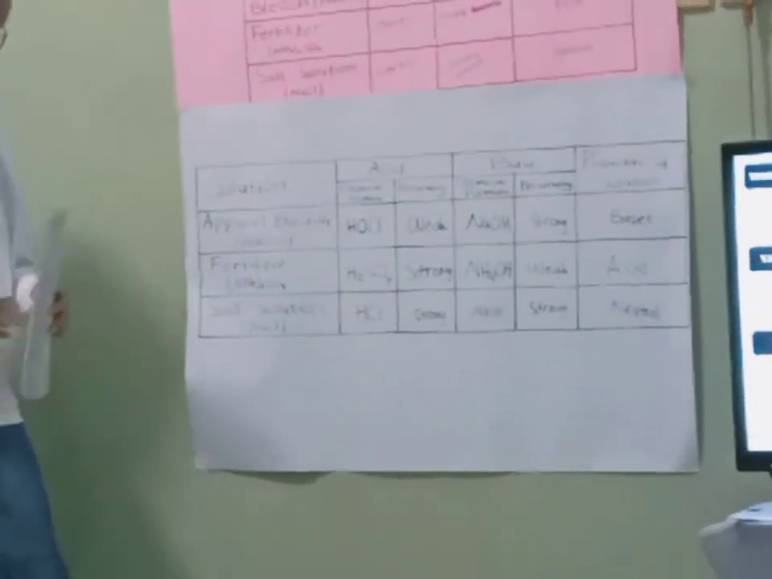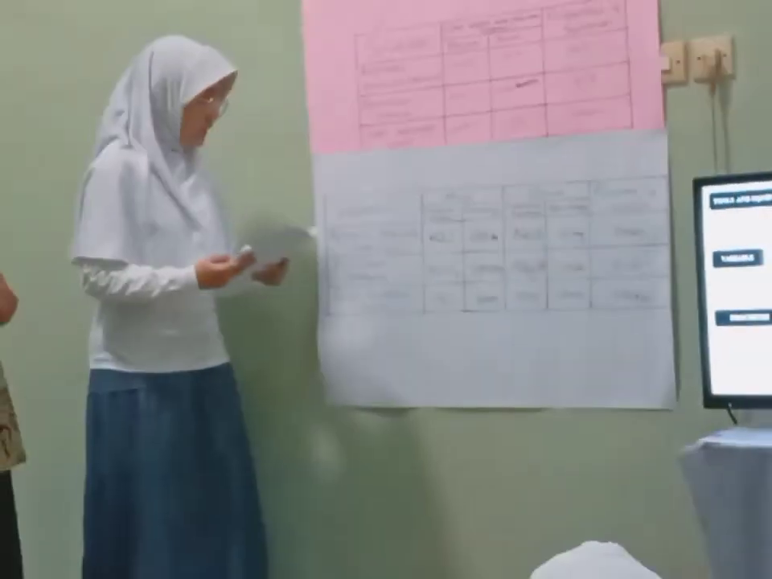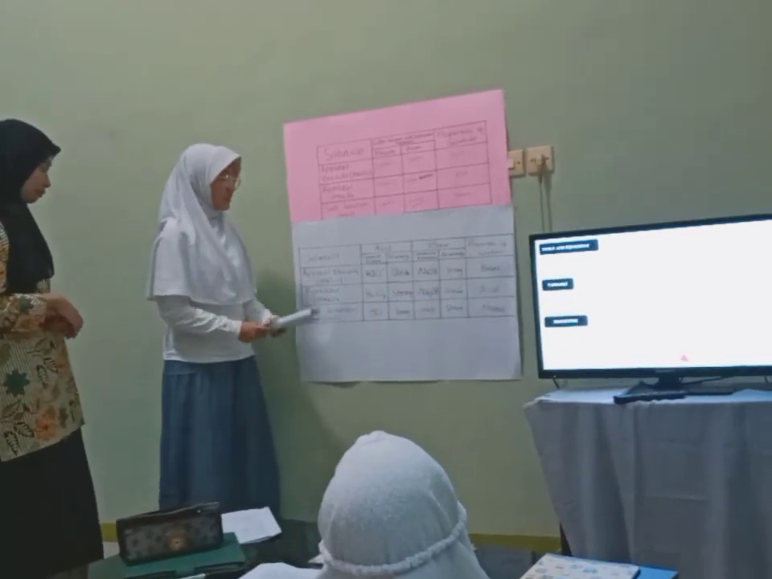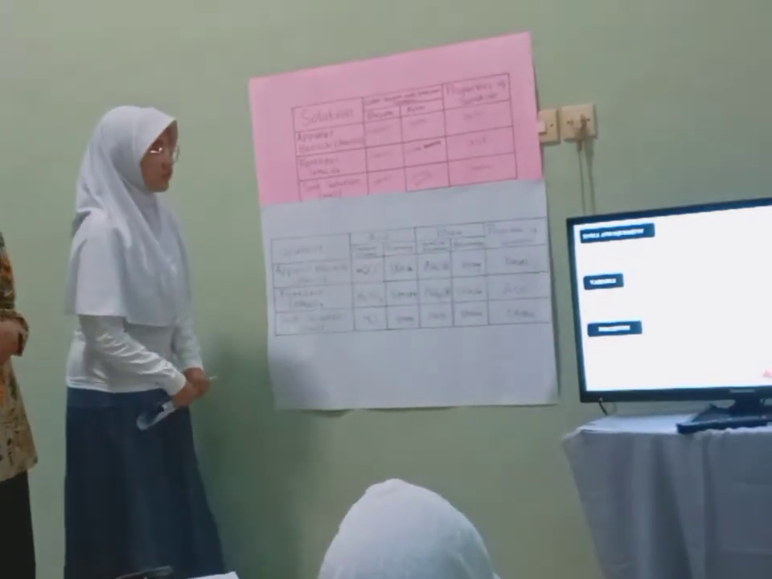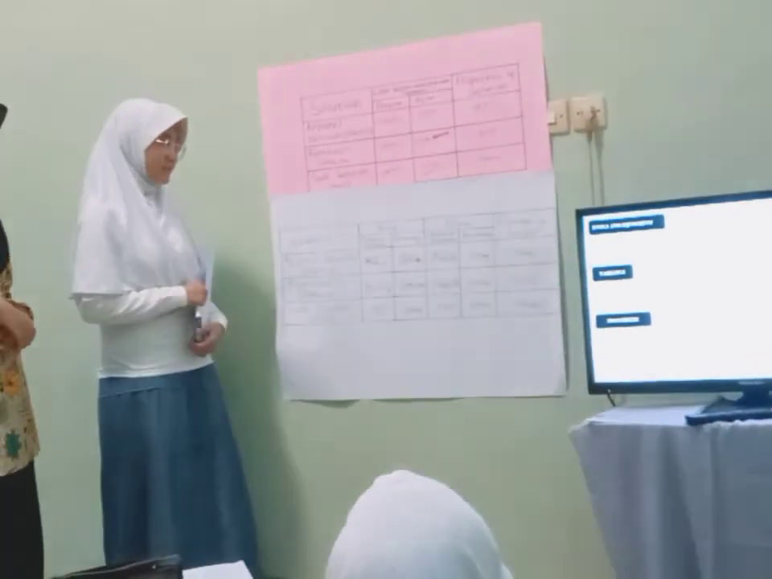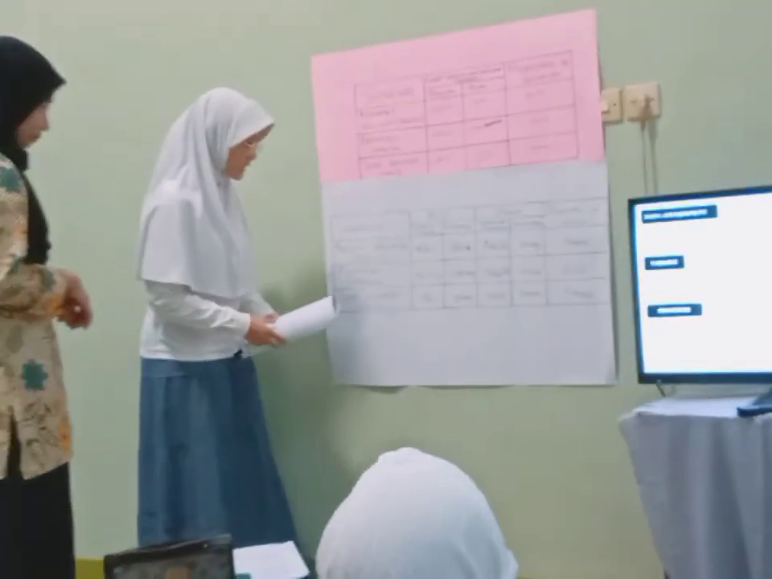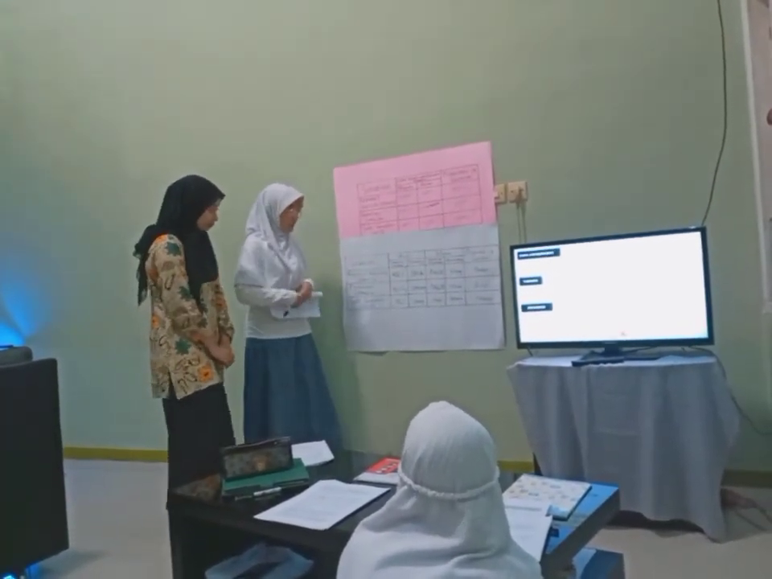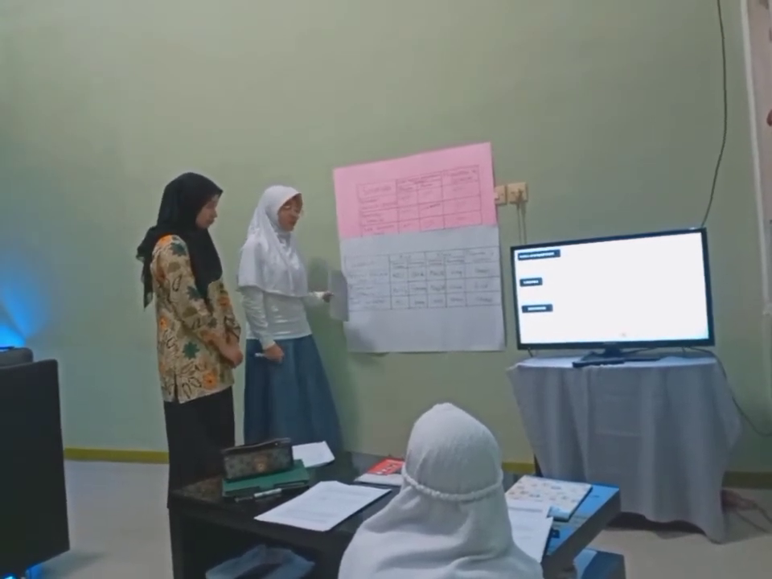From the apparel bleach solution, we found out that the chemical formula is hydrochlorous acid, and the strength is weak. And the base is sodium hydroxide, and the strength is strong, so the property of the solution will be basic. And from the fertilizer, we found out that the acid is sulfuric acid, and the strength is strong, and the base is ammonium, and the strength is weak, so the property of the solution will be acid.